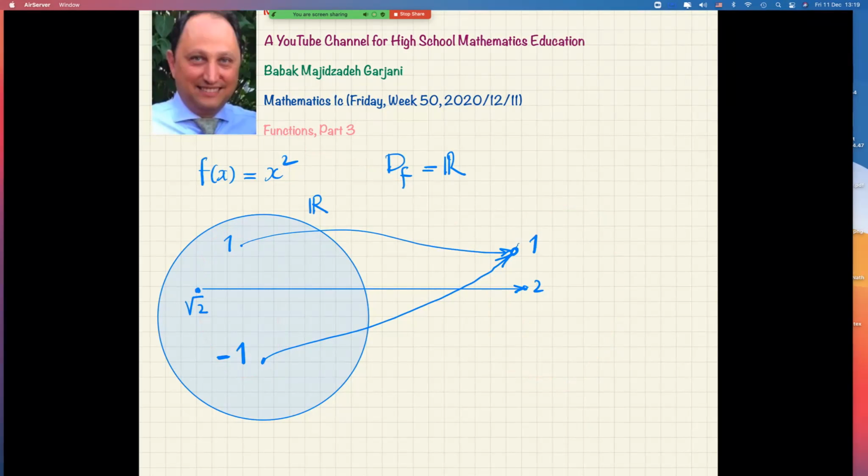What about 0? So 0 becomes 0. Let me write that one. So if I put 0 here, this will take me to 0. But 0 isn't a negative number. No, 0 is not a negative number. 0 is not negative. 0 is not positive. This is also a good question.